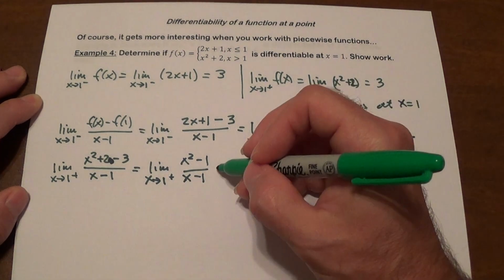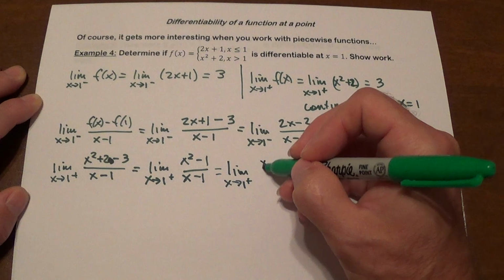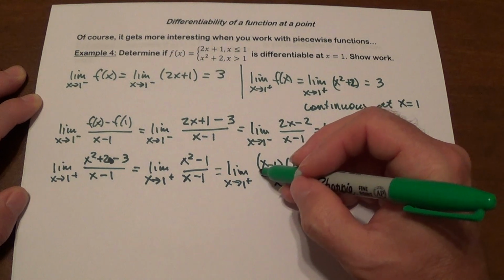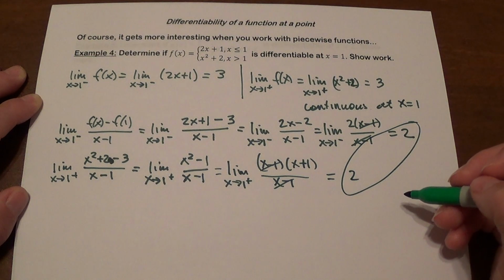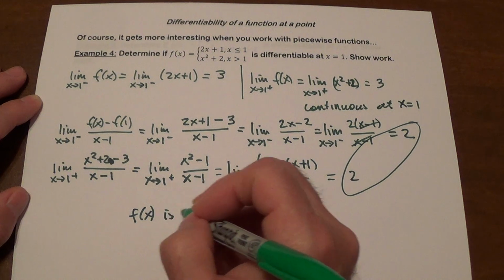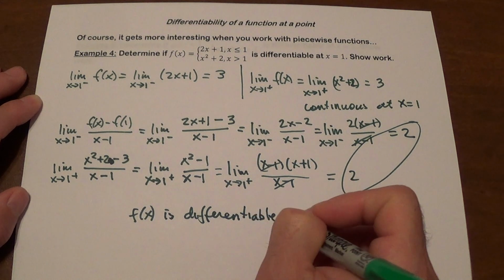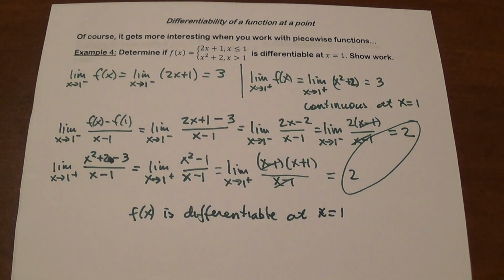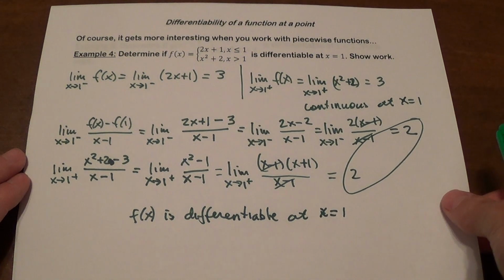Correct? So we can see here that the numerator is factorable. So it's x minus 1 times x plus 1 over x minus 1. These things cancel. Direct substitution gives you 2. We have the same exact value, so the function is differentiable. So we can say that f of x is differentiable at x equals 1. Okay? Moving on.